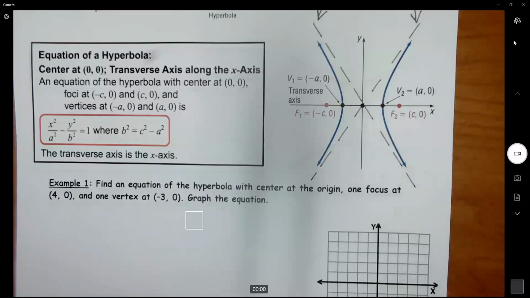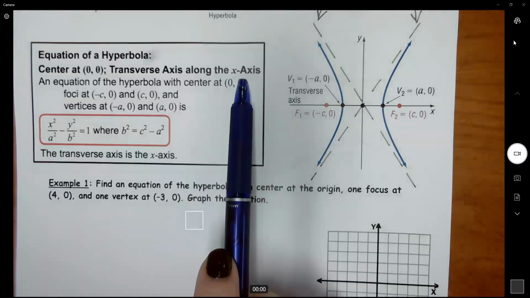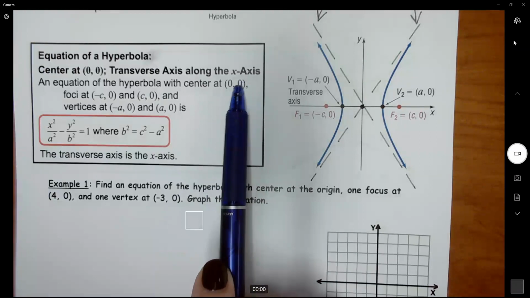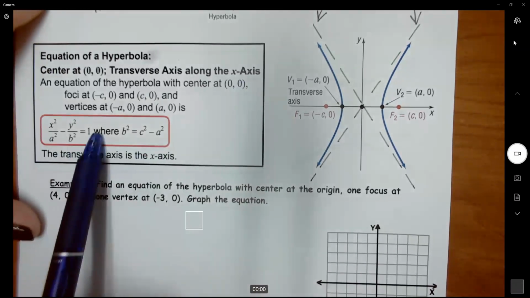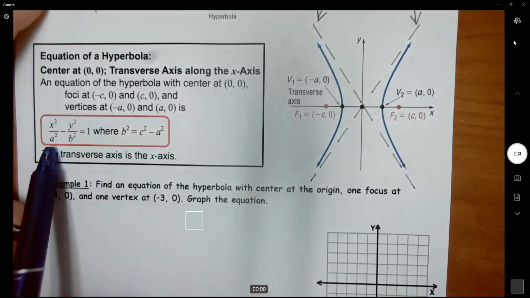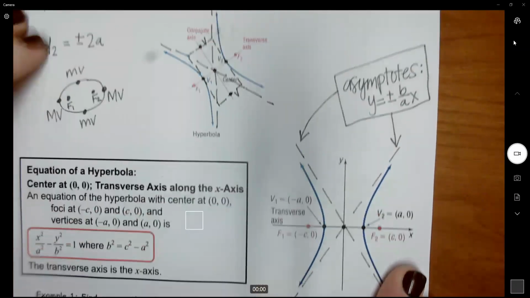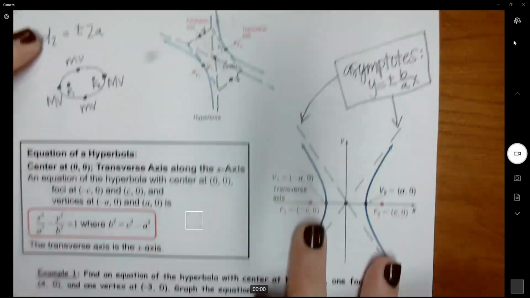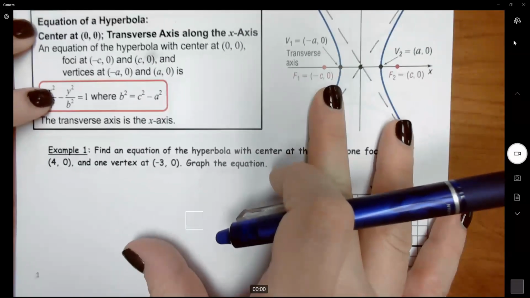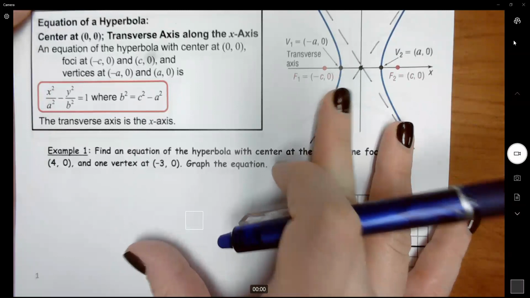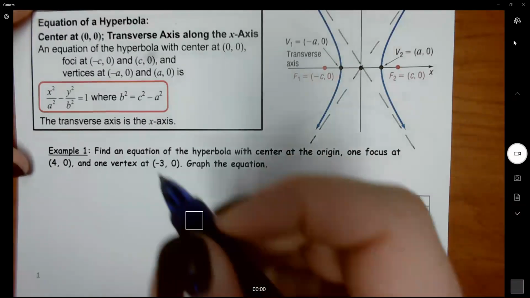In this video, we're going to go over equations of hyperbolas that are centered at the origin and that have a transverse axis along the x-axis. And so here is my equation. We have x squared over a squared. Remember from that definition, it's the difference, right? So now it is minus y squared over b squared equals 1.